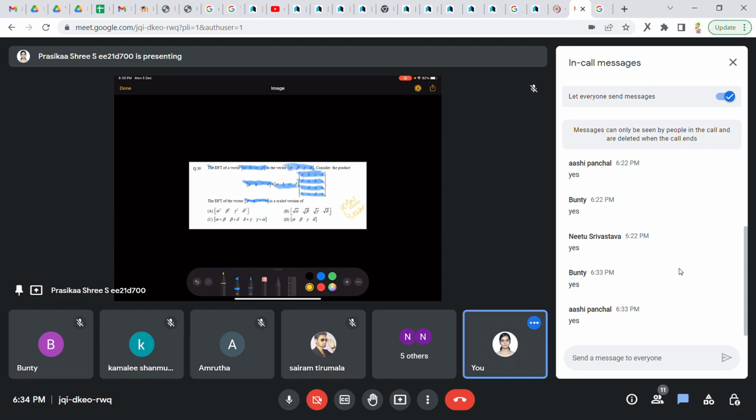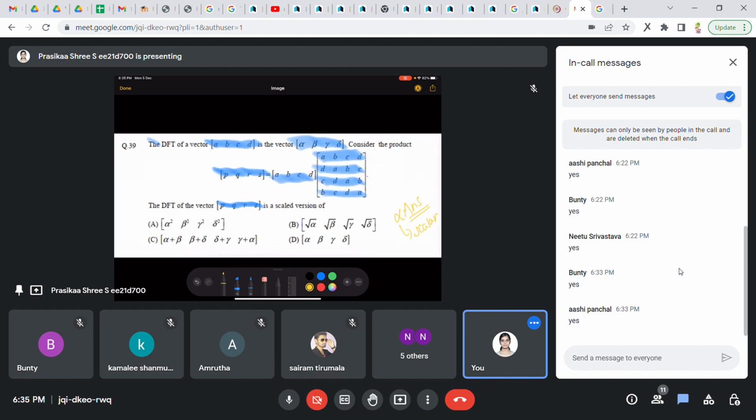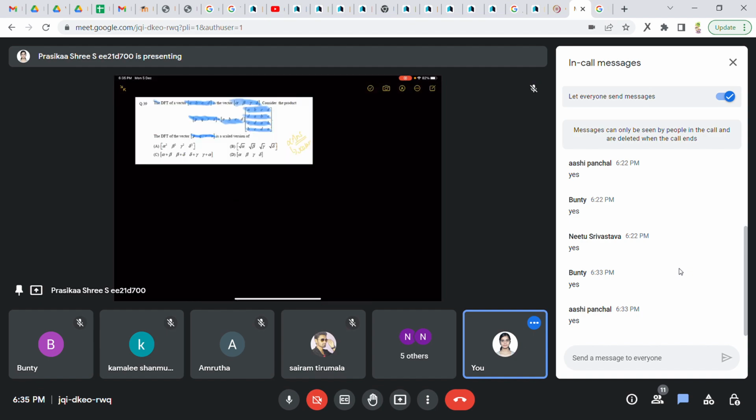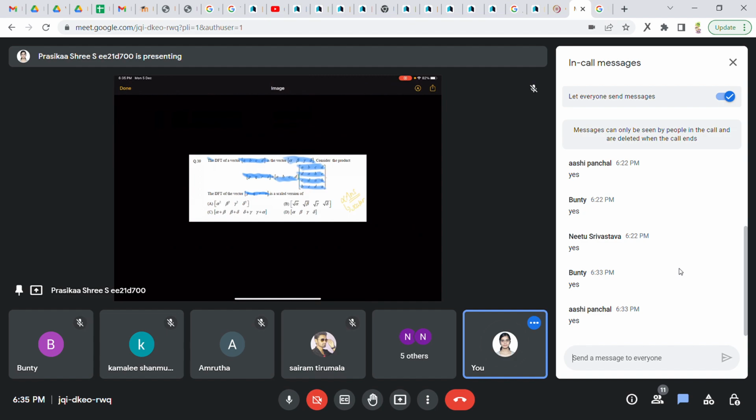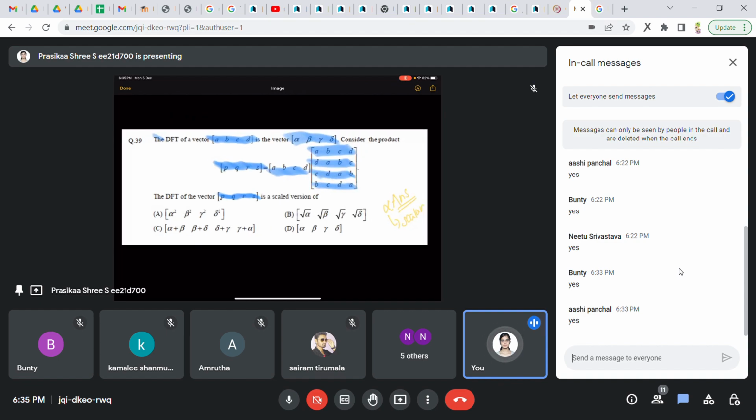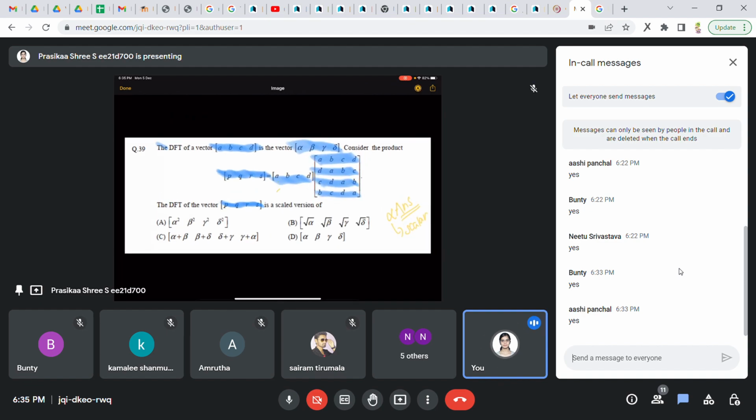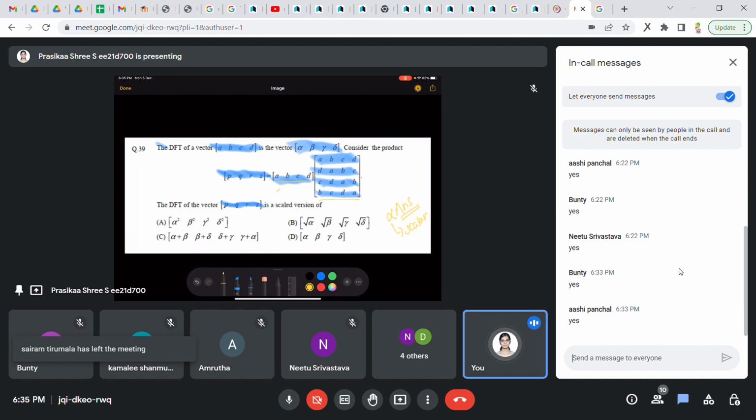Okay, so let's try solving this question. Try getting some idea on this PQRS, which has a relation between ABCD and the matrix. Some relation is involved between these two products. Try analyzing it. You'll get the answer.